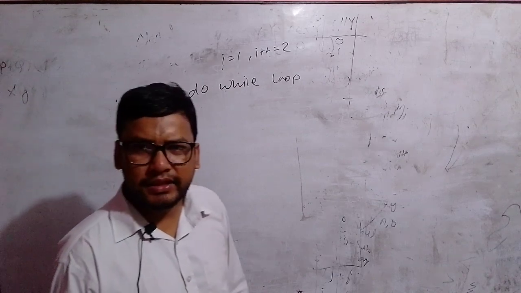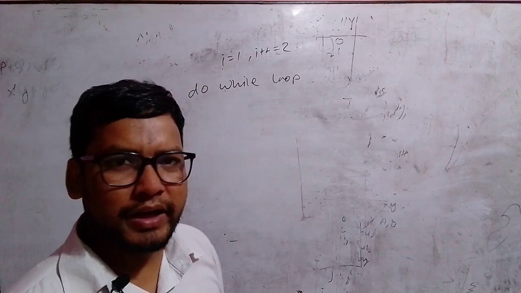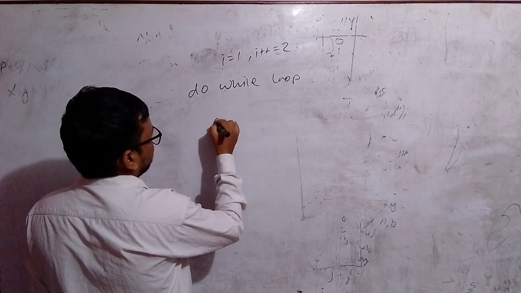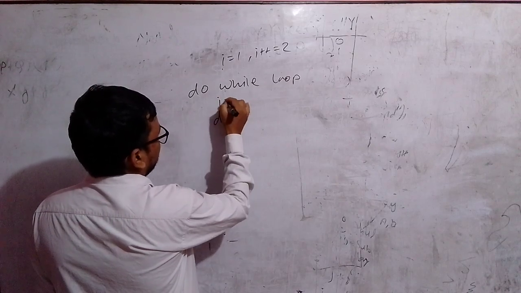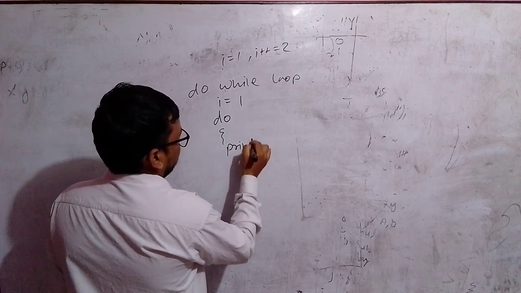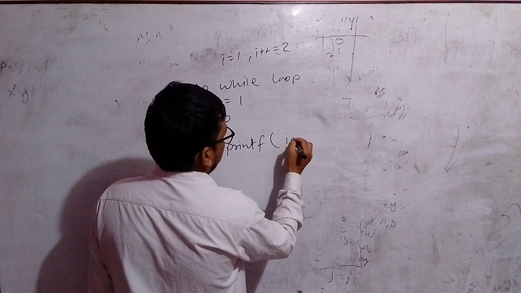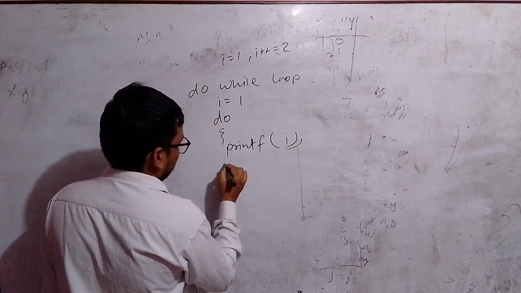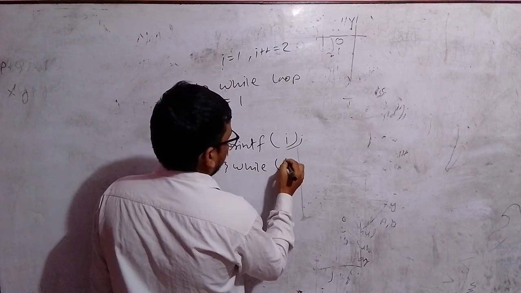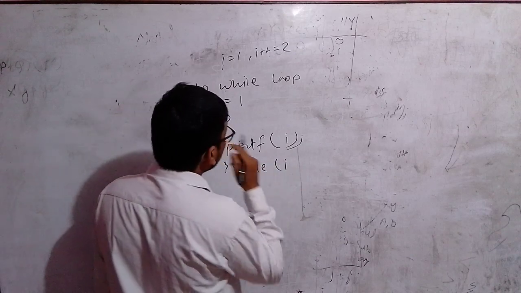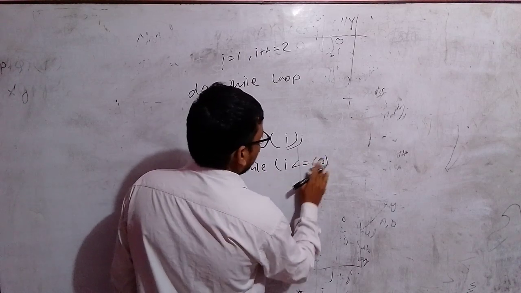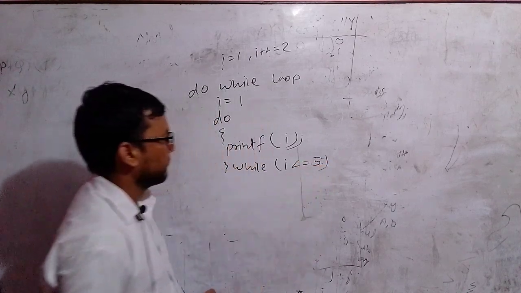Sorry, it becomes lengthy. Let's try to print 1 to 5 using a do while loop. Do, i is equal to 1. Do, printf i. While i is less than or equal to 10. Sorry, we are printing up to 5.